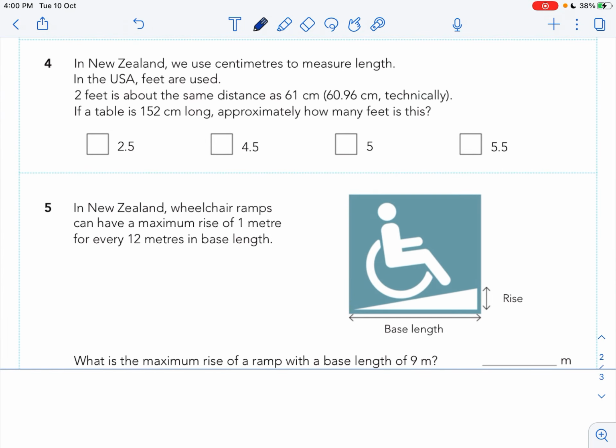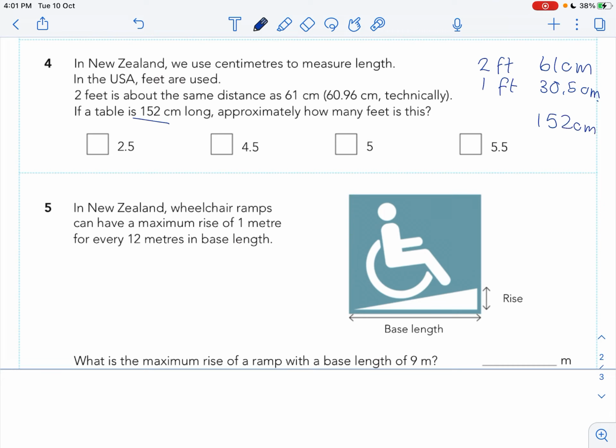In New Zealand we use centimetres to measure length. In the USA feet are used. 2 feet is about the same distance as 61 centimetres, technically 60.96. If it's 152 centimetres long, how many feet is it? I think it's easier to work it as a ratio. So 2 feet is 61 centimetres. So that means 1 foot is 30.5 centimetres.